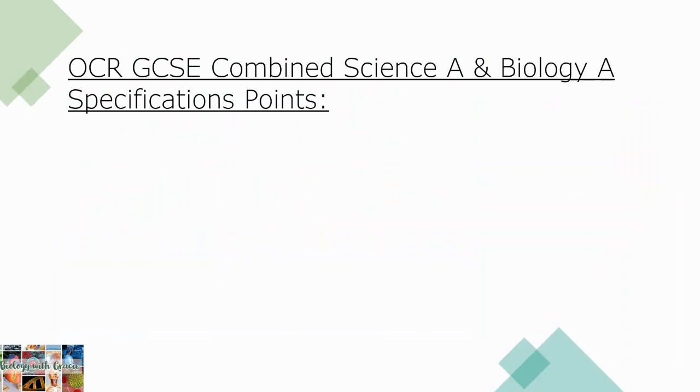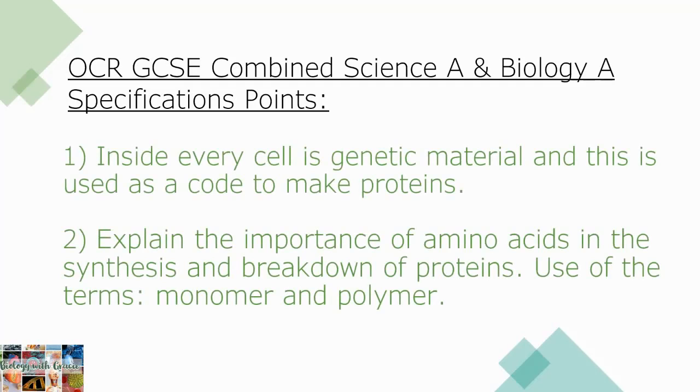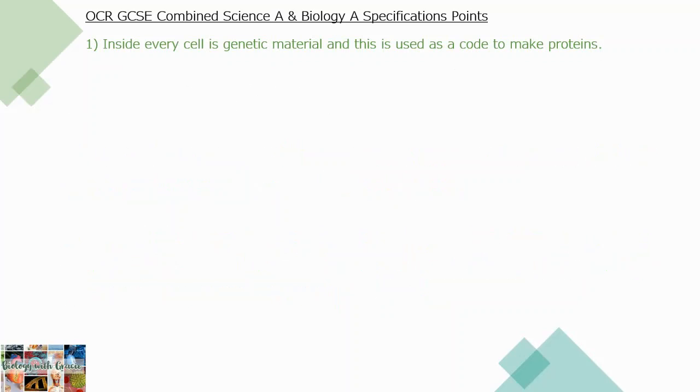Our first set of specification points are for OCR GCSE Combined Science A and Biology A. And these are number 1, inside every cell is genetic material, and this is used as a code to make proteins. And number 2, explain the importance of amino acids in the synthesis and breakdown of proteins, use of the terms monomer and polymer.